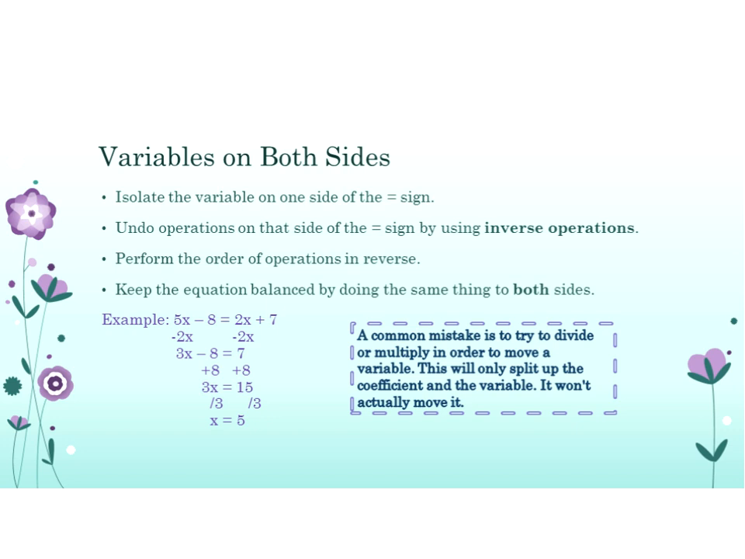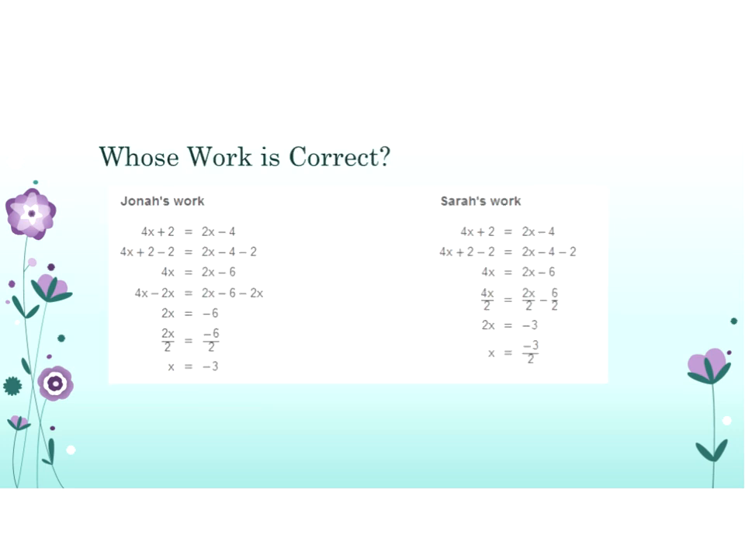Now, a common mistake is to try to divide or multiply in order to move a variable. This will only split up the coefficient and the variable. It doesn't actually move it. Remember, you can only move a variable from side to side if it is being added or subtracted. It's your best way. So here we have an example whose work is correct.